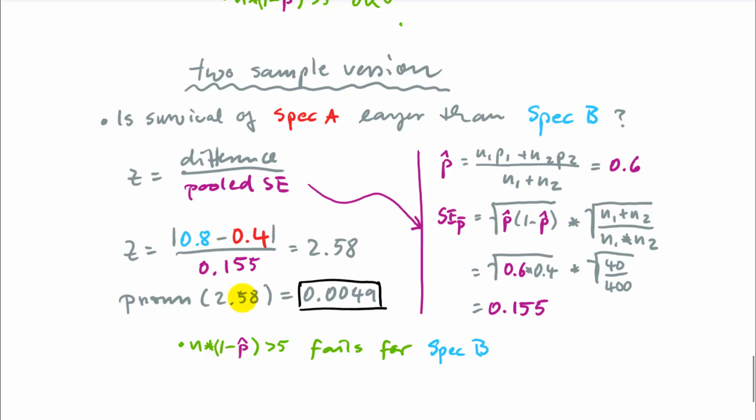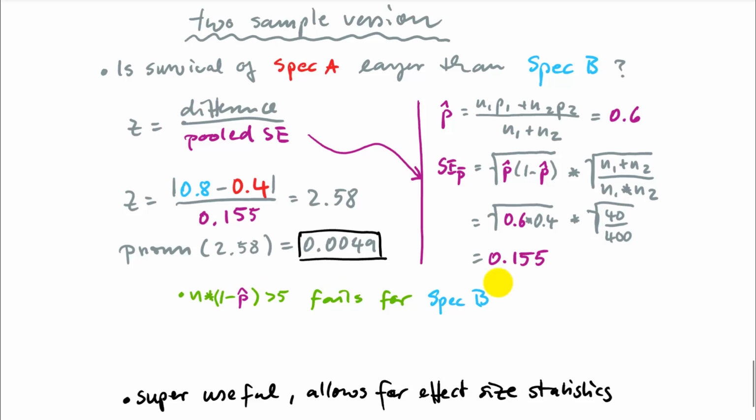So again, you can use the p-norm function of 2.58, so that's my z-score, and you get a p-value of 0.0049 for a one-sided question. So if you're asking, is survival of species A larger than species B? If you're asking whether it's different, you just have to double that. And again, you should do your check for minimum sample sizes. So in this case, it's actually a fail. So you have to test each of those.